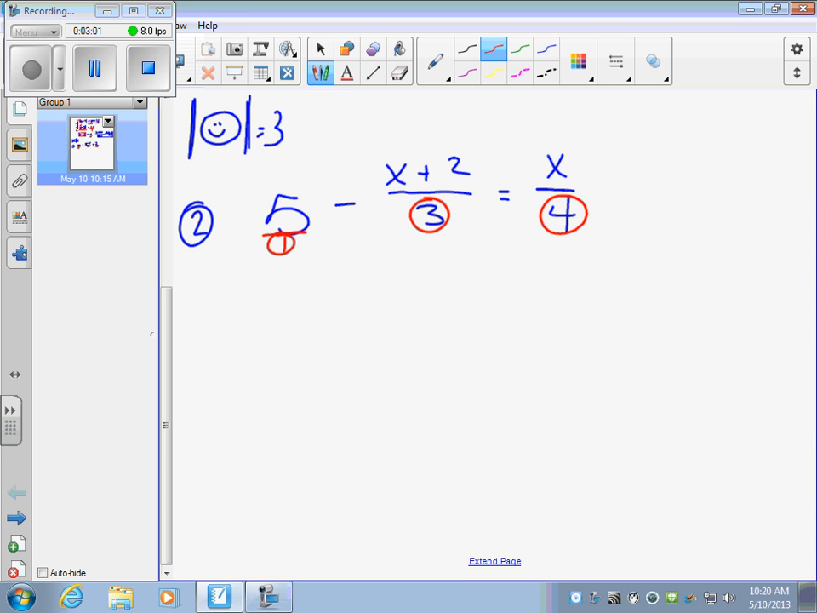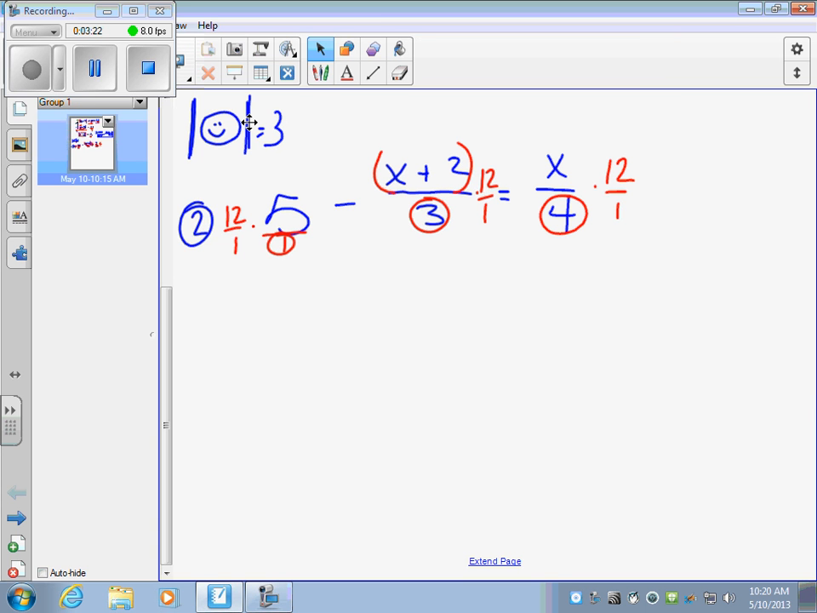I have a denominator of 1, a denominator of 3, and a denominator of 4. So what I'm going to do is multiply by something that's going to make those denominators cancel. In this case, that number would be 12. And I have to multiply everything by 12. Now the thing I want to warn you about is this x plus 2 is combined together. They're like married. They have to stay together.